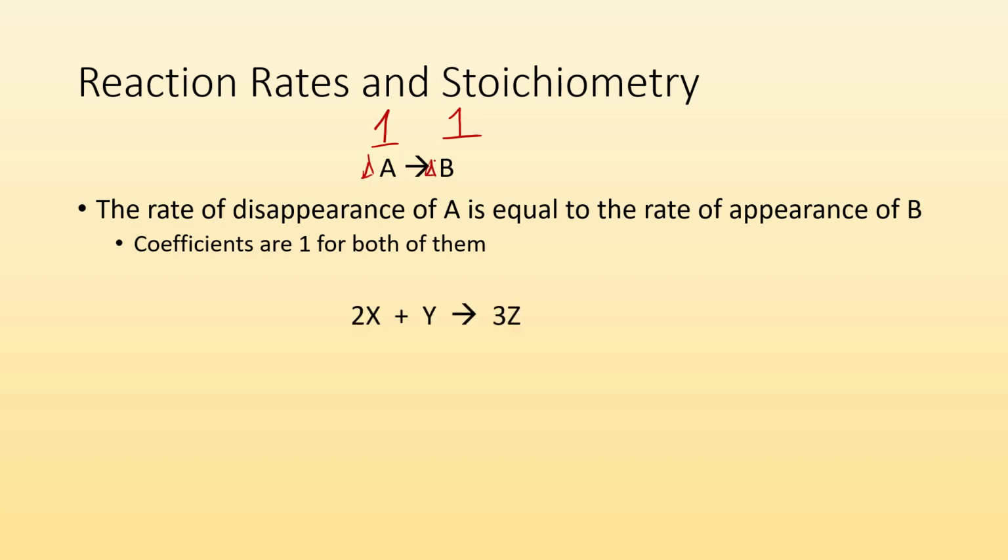But if I looked at a different reaction, it's not always going to be that way, right? We have two X's being used with every 1 Y, giving me 3 Z.